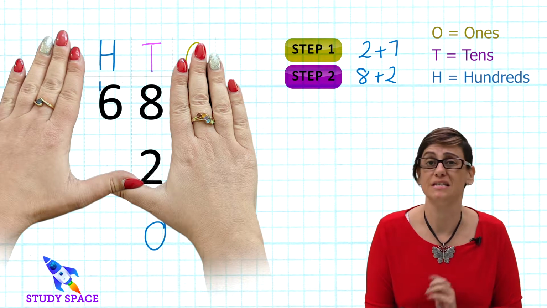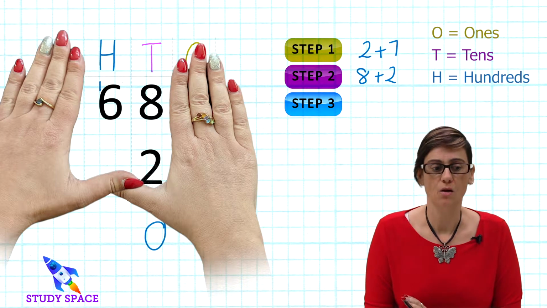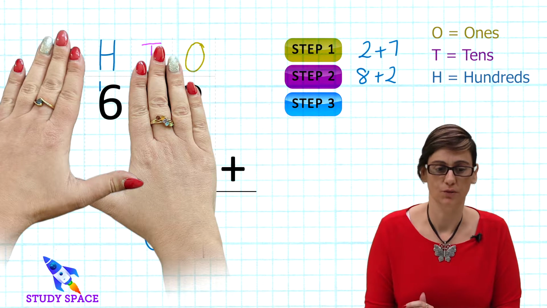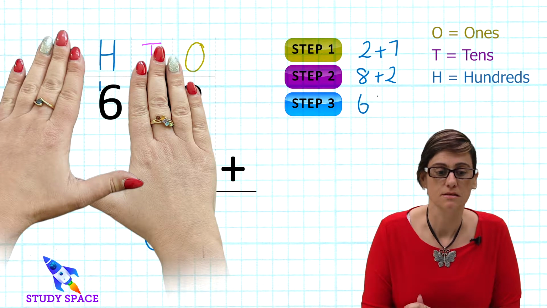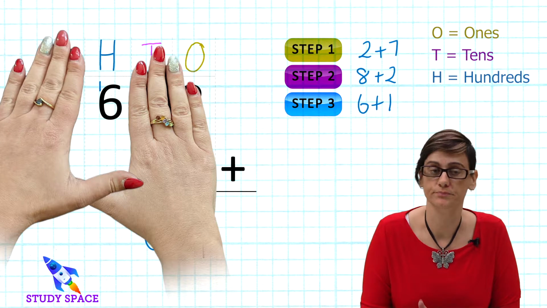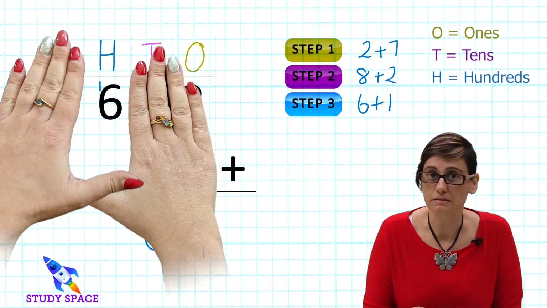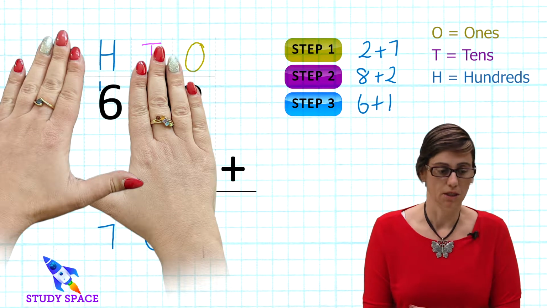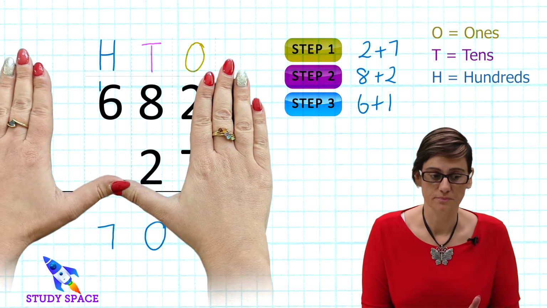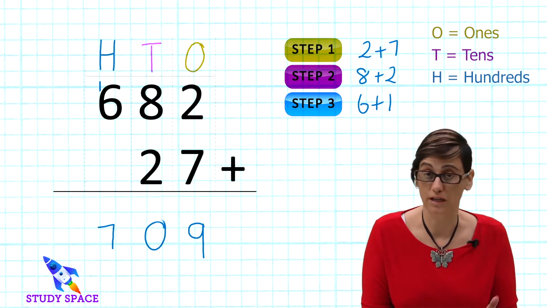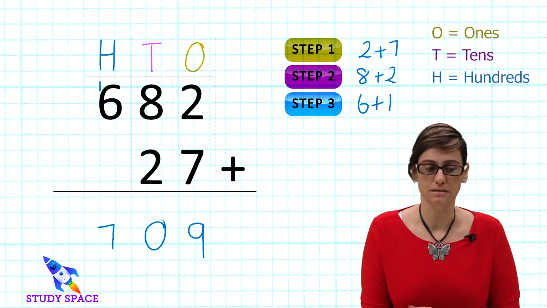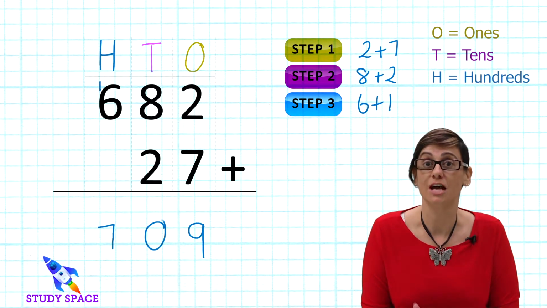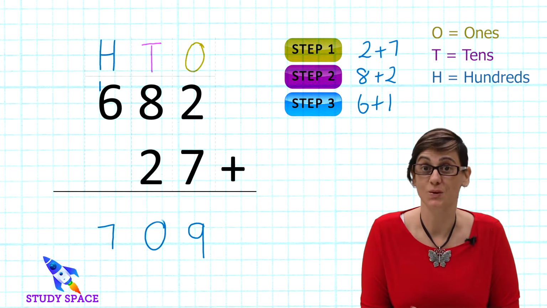Okay, so now we've dealt with the tens column. Now we're looking just at the hundreds column. So what that is asking us to do is 6 plus the 1 that we carried over. So 6 plus 1 is 7. So we put that at the bottom of the column. So now we've dealt with all of our columns. We don't have any other columns there. We've dealt with all of our numbers. And our answer is 682 plus 27 equals 709. Are you ready for the next one?